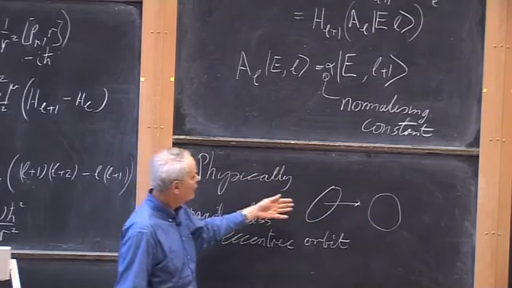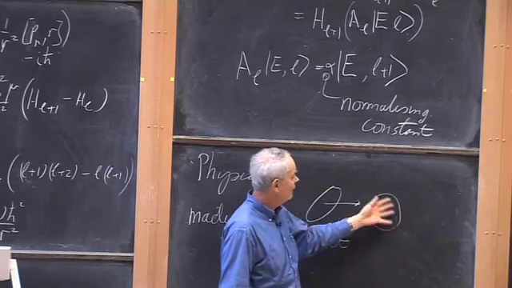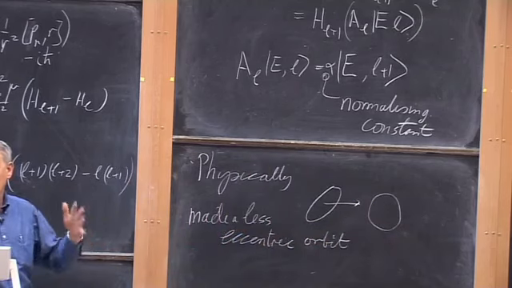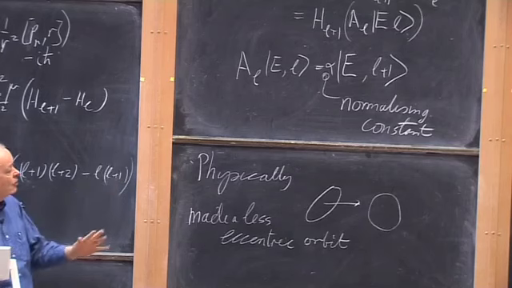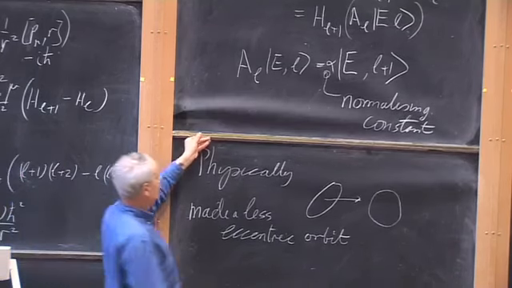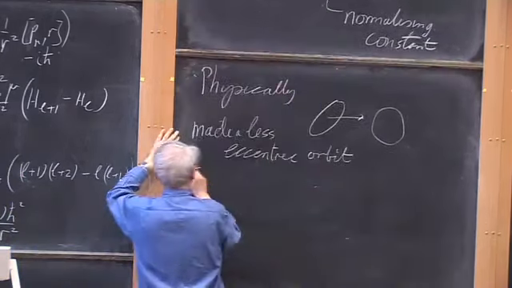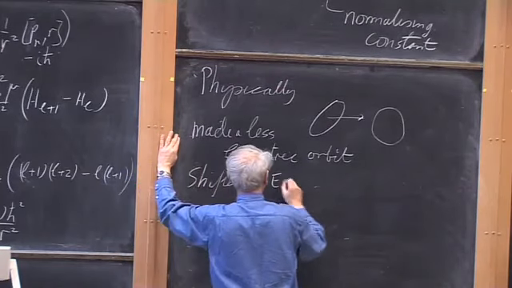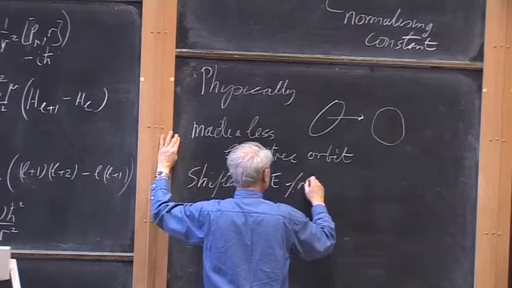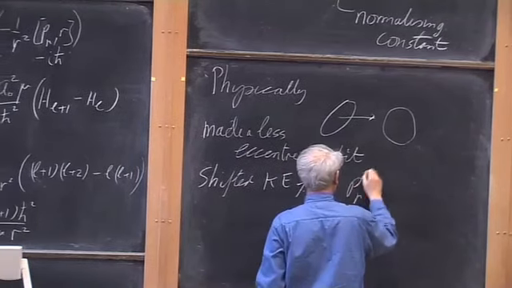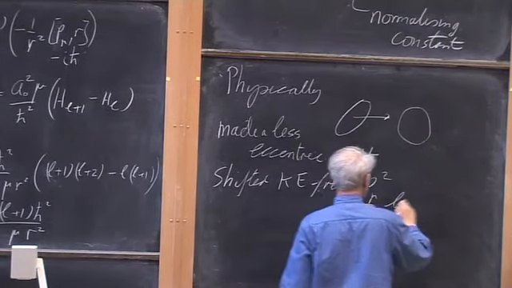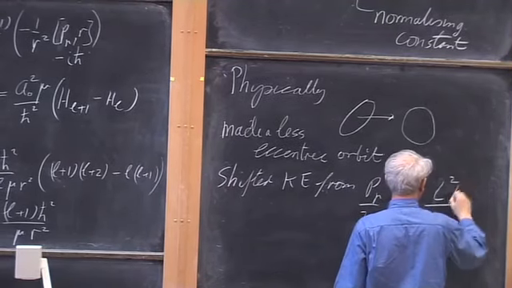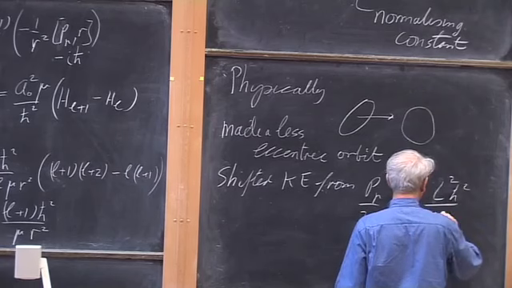At some point, you've got the maximum angular momentum you can have for that given energy, which in classical physics is what we would call a circular orbit. We've completely destroyed the radial motion. See, what we've been doing here is shifting kinetic energy, KE, from P_r squared over 2 mu to L squared H bar squared over 2 mu r squared, right?